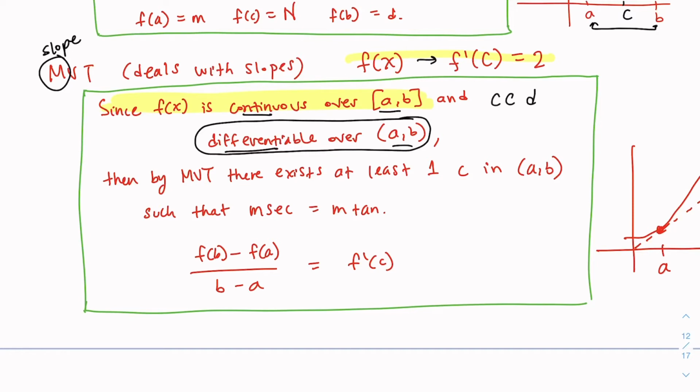I remember this order by CCD. Continuous over closed, differentiable over the open interval. By open, I mean parentheses here. Then we say there exists at least one c in the interval such that m sec equals m tan.